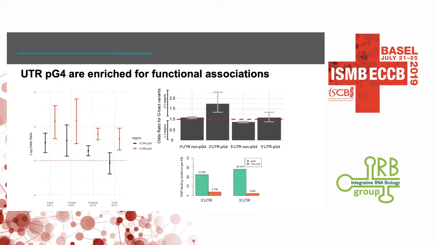And finally, because we have all the ENCODE RNA protein binding sites, we can overlap those with G-quadruplex forming regions of UTRs. And we see that when you are in a G-quadruplex within the UTR, you're significantly more likely to be overlapped by an RNA protein binding site compared to if you're not within a G-quadruplex region of the UTR.